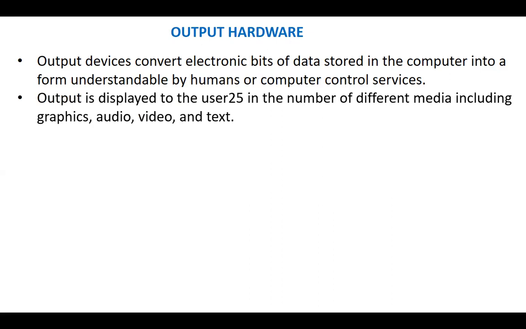Output is displayed to the user in a number of different media, including graphics, audio, video, or text. So in short, the outputs are what we usually get from the screen. We can get graphics, and then we can also get audio using our ears, and the video is also gotten from the screen, even the text from the screen or hard copy paper. Yeah.